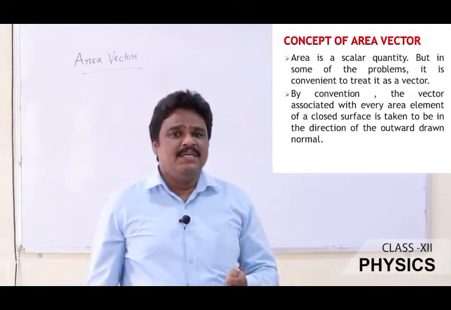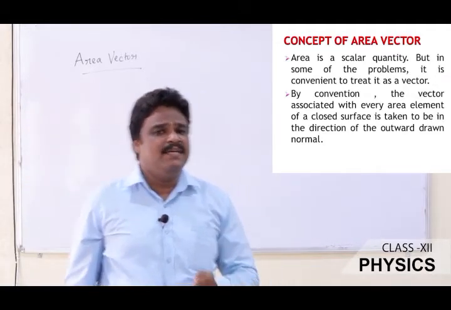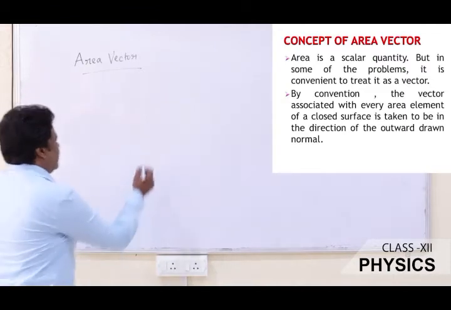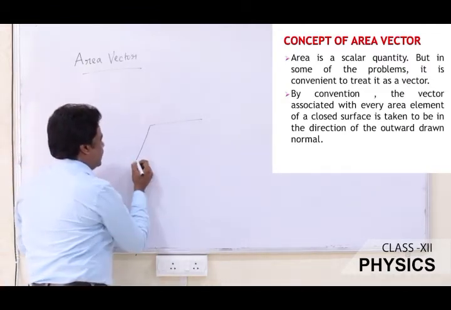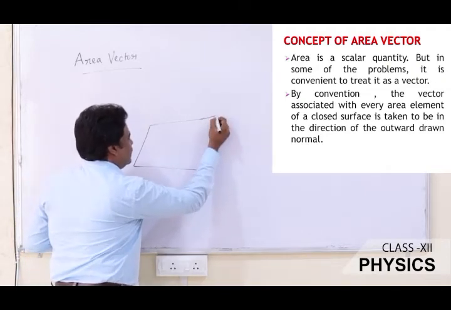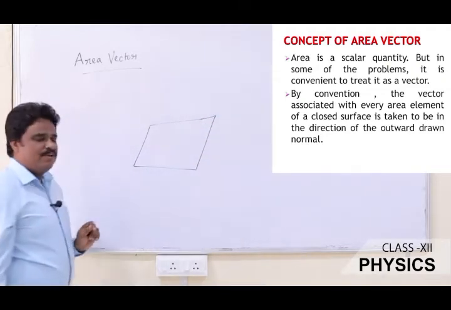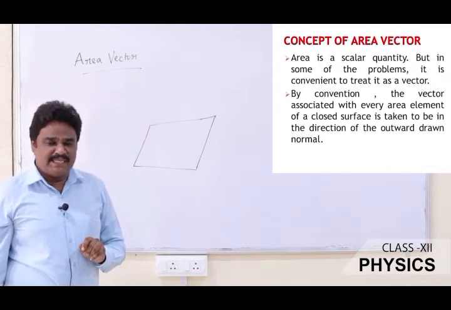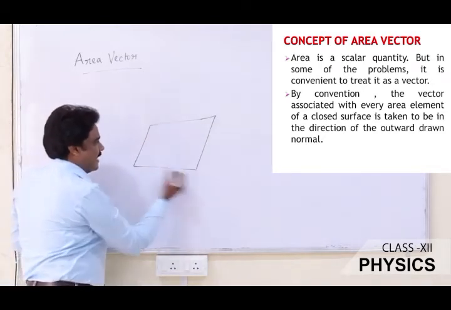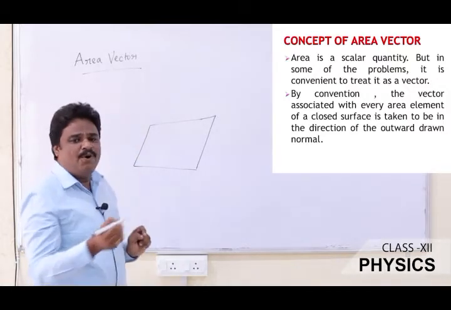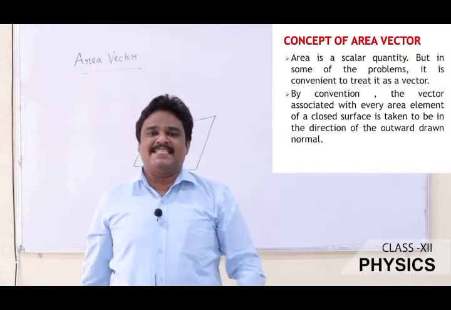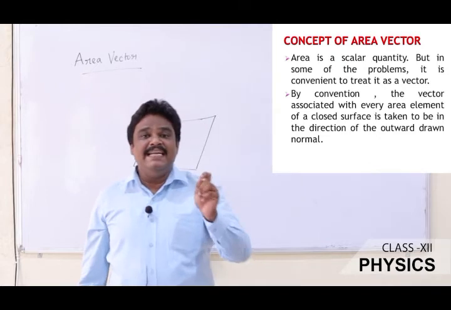Now the question comes, how can we give some direction to a closed surface? For that, let us suppose this is a closed area. In order to give some direction to a closed area, I am going to divide this larger area into a large number of very small area elements. I am going to introduce a new word, area element.